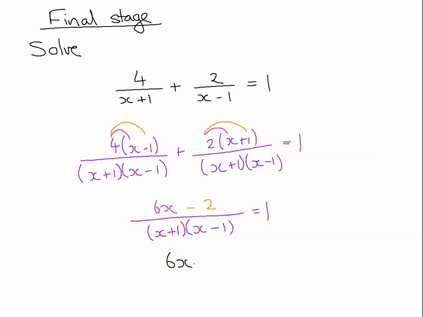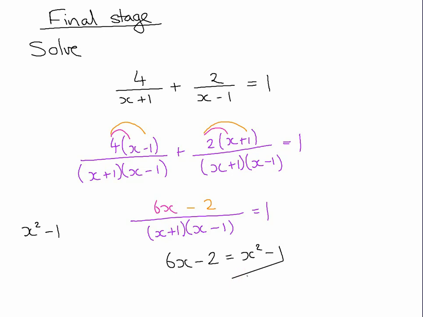So now I'm basically at a harder version of stage 1. So 6x minus 2, I need to get rid of this fraction, so I'm going to multiply by it. And that denominator there is this, if you expand it, it's dots. Difference of 2 squares. And when we times that by 1, we just get x squared minus 1. So now I've got a quadratic.